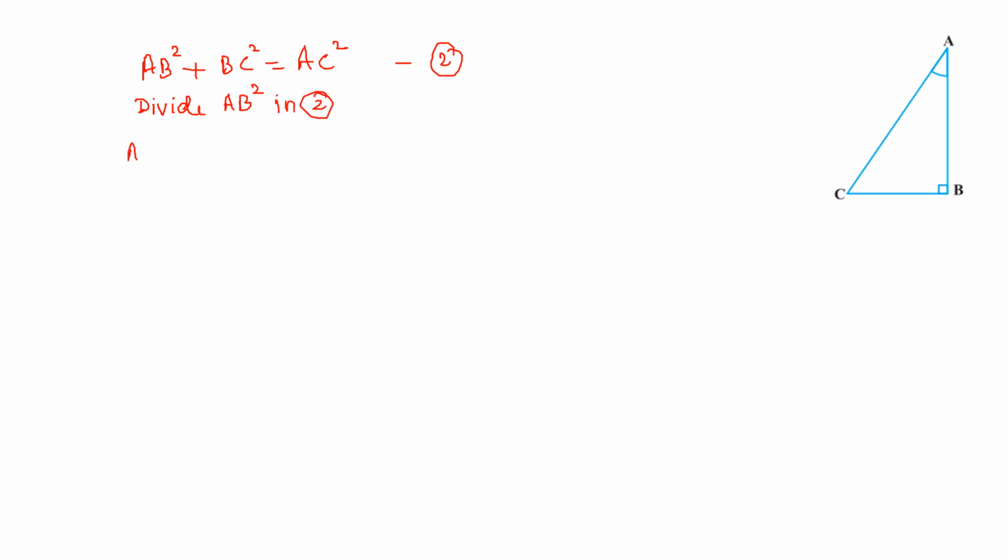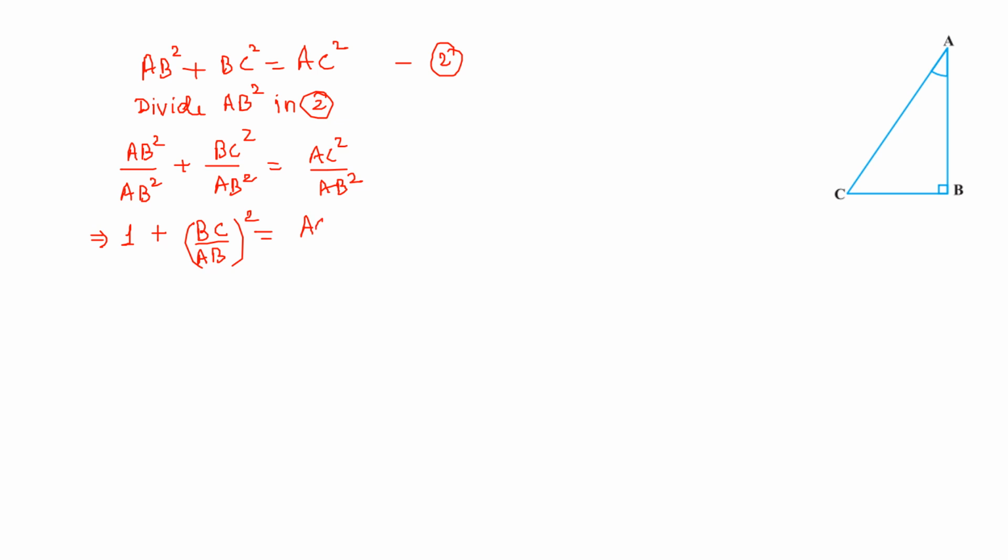So what will happen from here? AB square by AB square plus BC square by AB square will be equal to AC square by AB square, isn't it? Now next, AB square by AB square will become 1, right? Plus BC square by AB square, I can write as BC by AB whole square, and AC square by AB square I can write as AC by AB whole square.